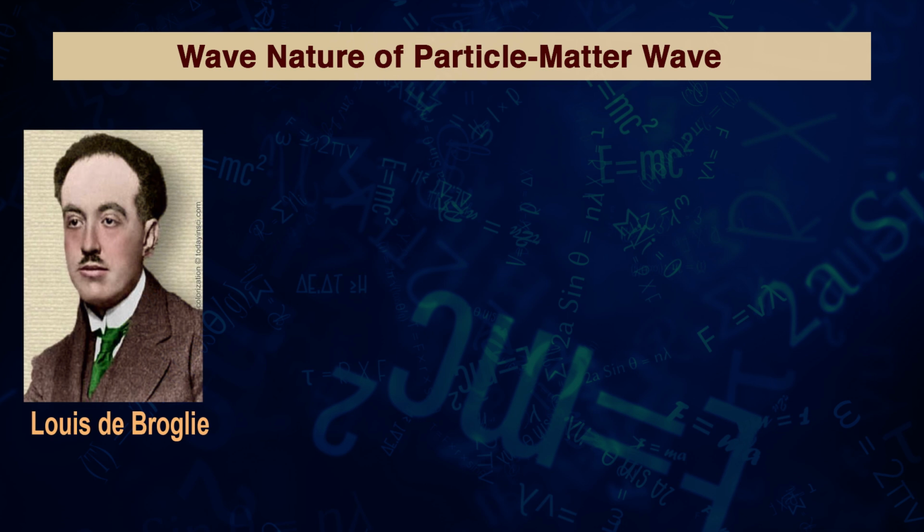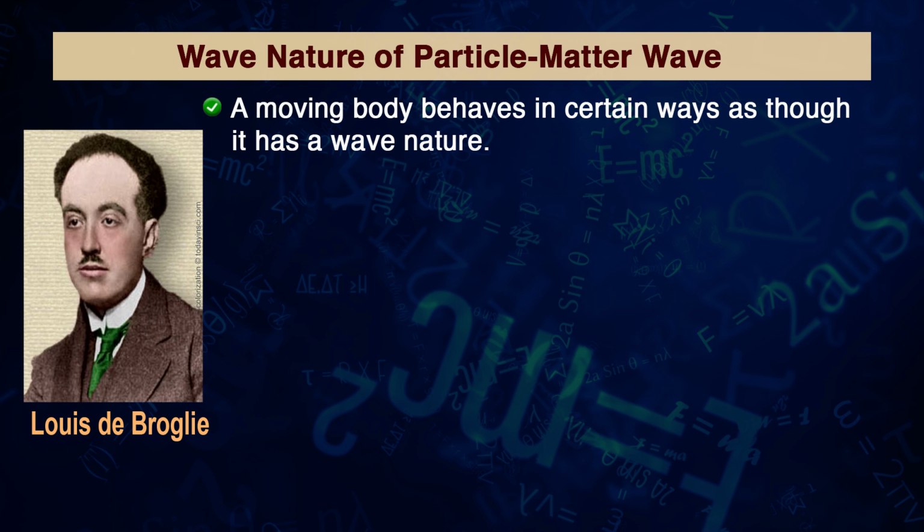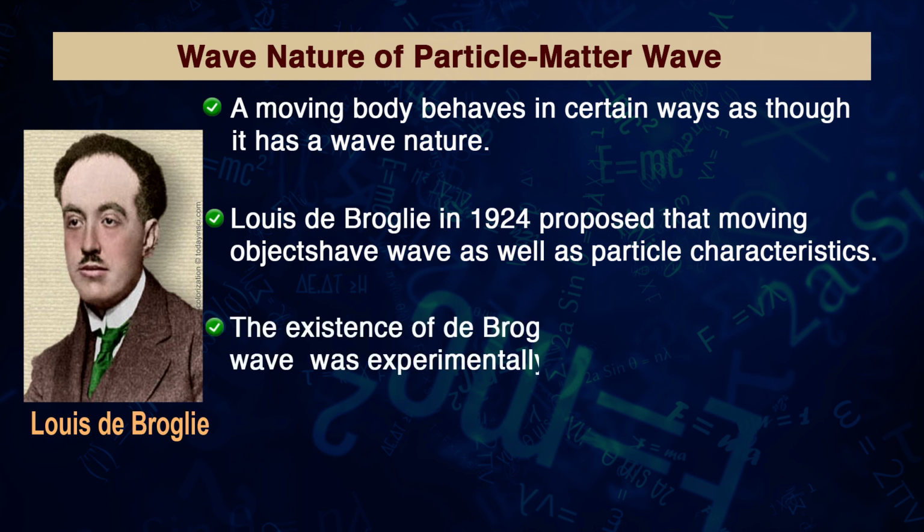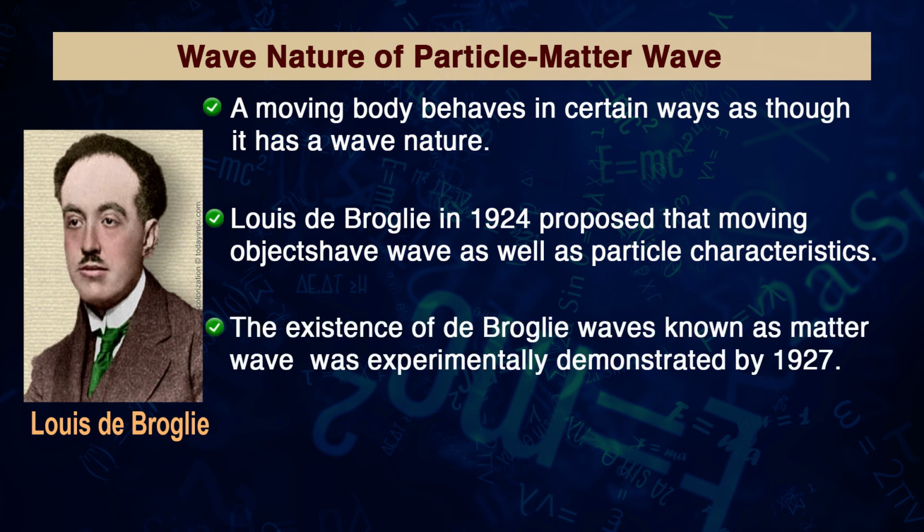So, first of all, let us overview the wave nature of a particle, that is known as matter wave. Earlier we mentioned in detail in one of the lectures that a moving body behaves in a certain way as though it has a wave nature, and de Broglie in 1924 proposed that moving objects have wave as well as particle characteristics, meaning the dual nature of light is not limited to light. The dual nature is common for all objects in motion, and the existence of de Broglie waves, these are known as matter waves.